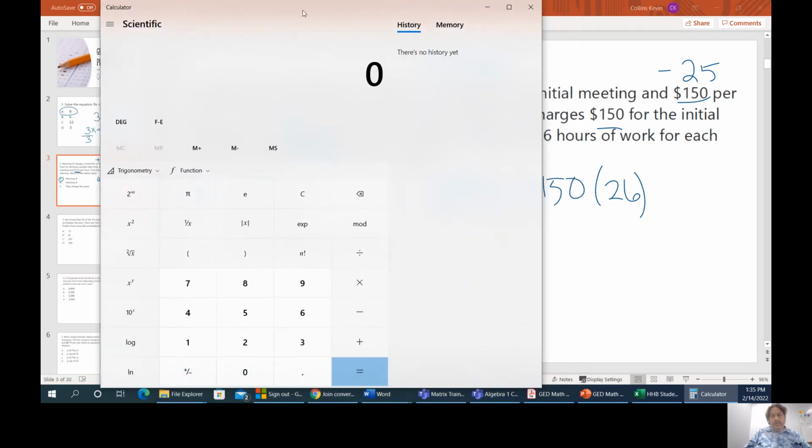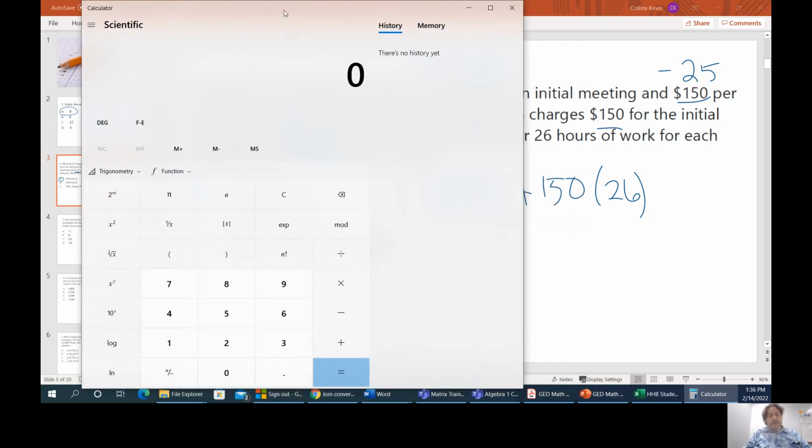All right, so then what we've got here is the $250. That was his initial fee, and then plus, we're going to multiply 150 times 26. So that's going to be 4150.